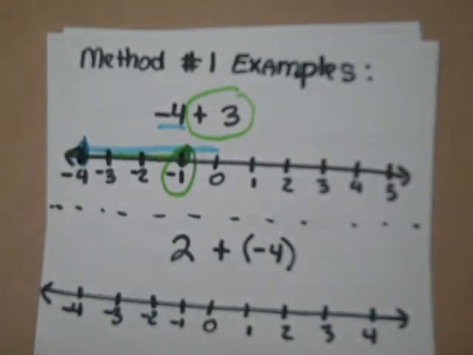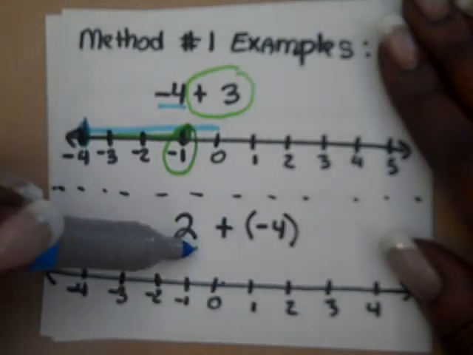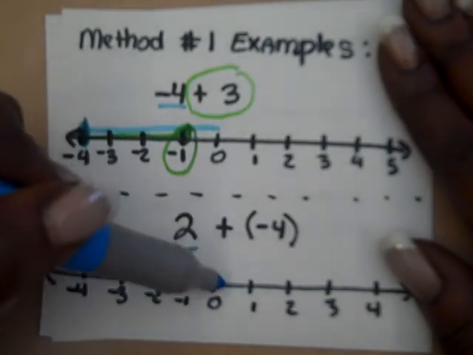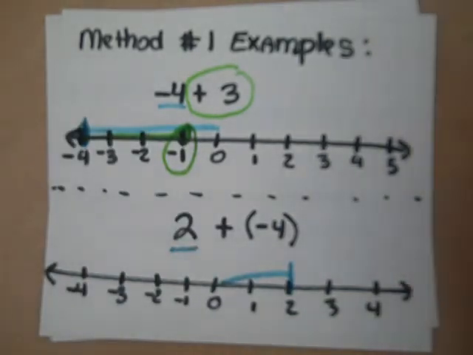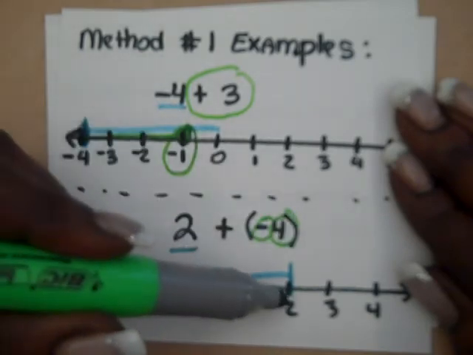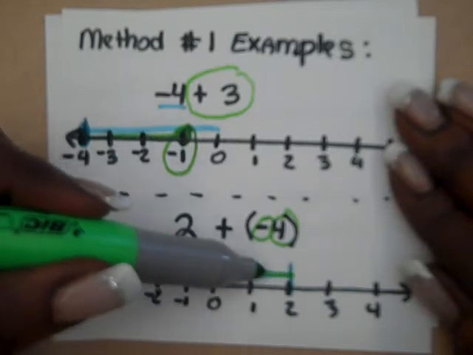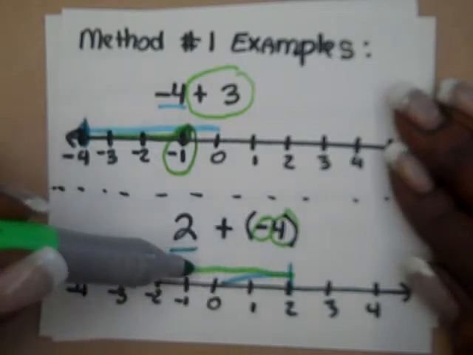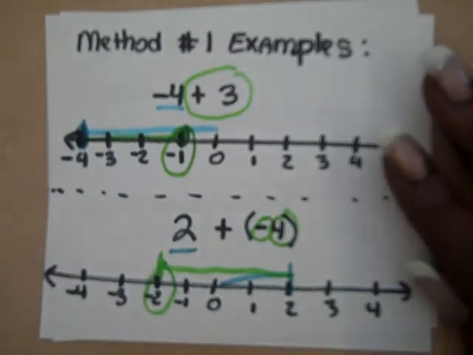The second example is 2 plus -4. Again, you're going to start at 0. The first number is a +2, so from 0 you will move over to +2. The second number is a -4. Remember, the second number is telling you what direction and how many places to move from the first number. So since it's negative, we're going to move back 4 places. 1, 2, 3, 4. And where I end up is the solution of -2.